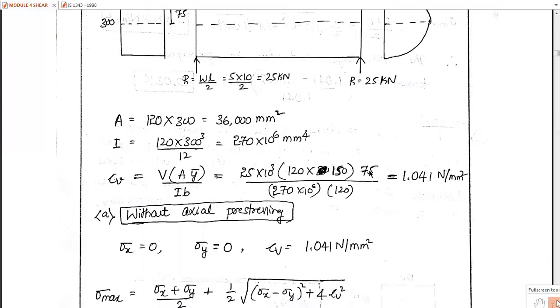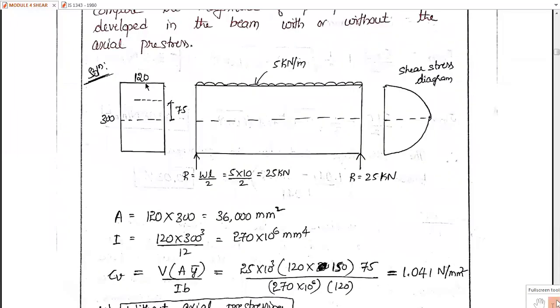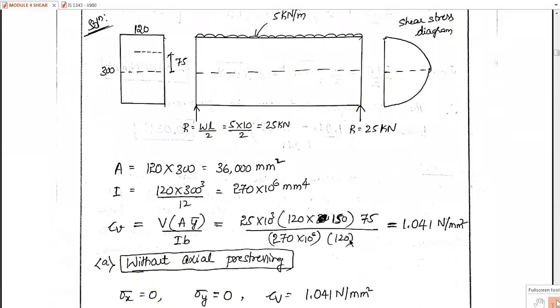This is 75 mm divided by I into b. I calculated here for the rectangular section, b d cube by 12, that is 270 into 10 raised to 6, into b. b is the width of the beam. Width is 120 mm. The same value is substituted here. On simplification, we get the shear stress as 1.041 Newton per mm square.